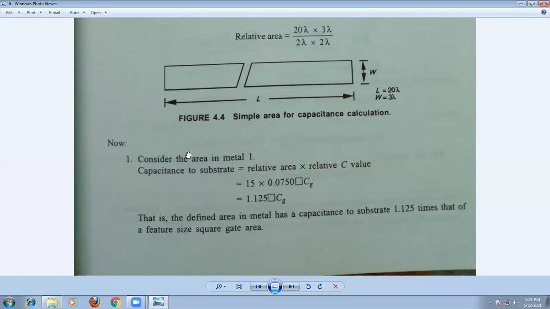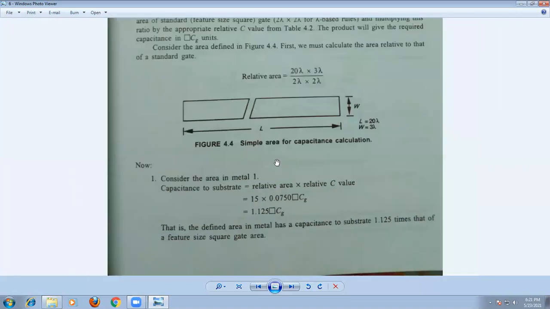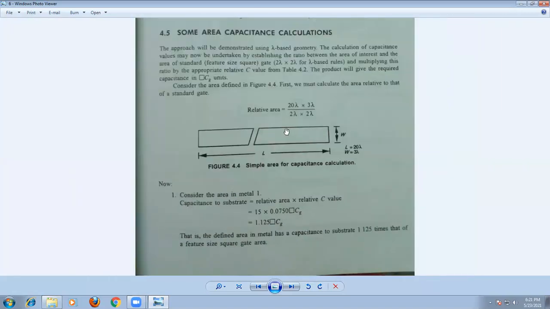Once again I repeat. To find the relative capacitance of the layer, what to do? First find the relative area of the layer. How to find the relative area? By taking the area of the layer divided by the standard gate area of the transistor.